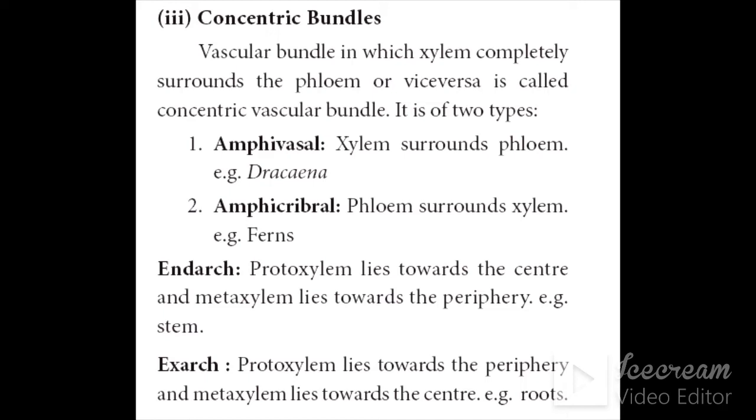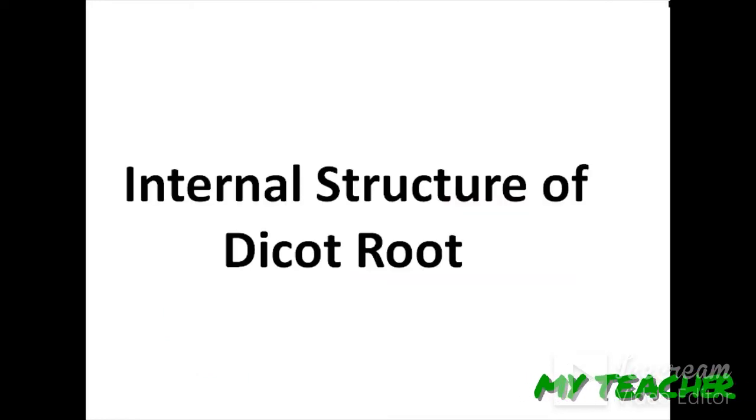Then we have another two types of classification, endarch and exarch. In endarch, protoxylem lies towards the center and metaxylem lies towards the periphery. Example, stem. In exarch, protoxylem lies towards the periphery and metaxylem lies towards the center. Example, in roots. Let us see the internal structure of the dicot root.